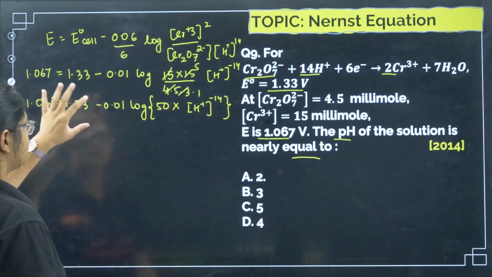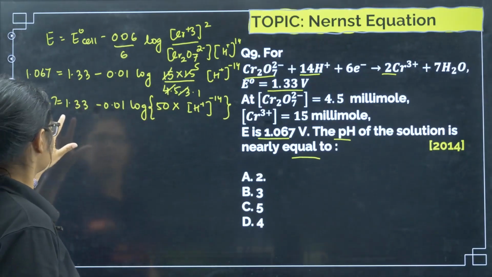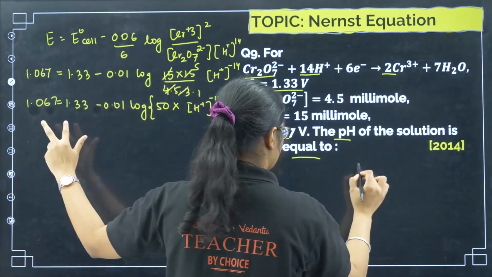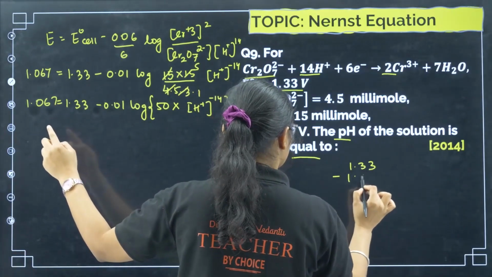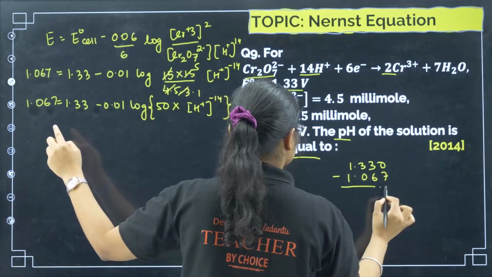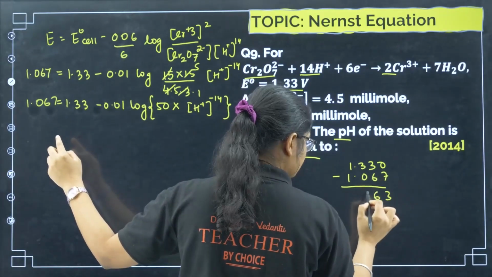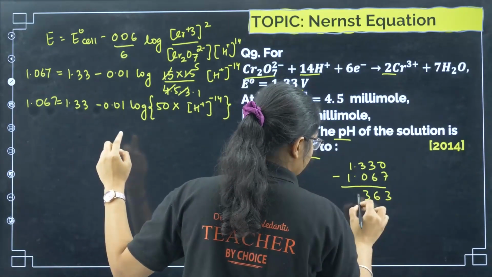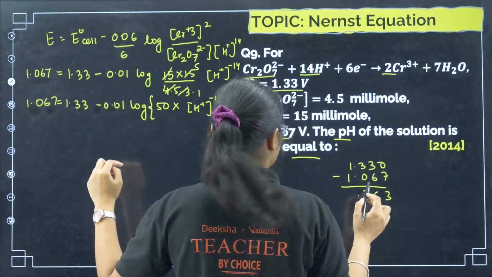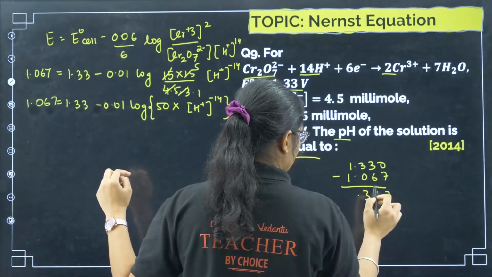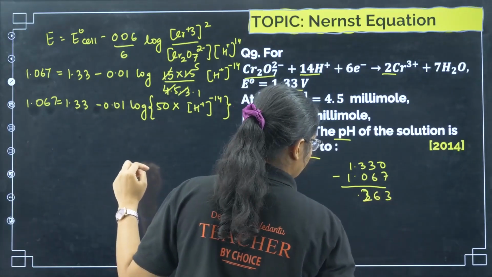Now let me solve this part, and let me just keep log on one side so that it will be easier in solving. So first let me subtract 1.33 minus 1.067. 10 minus 7 is 3, 12 minus 6 is 6, here I will get 0.263.